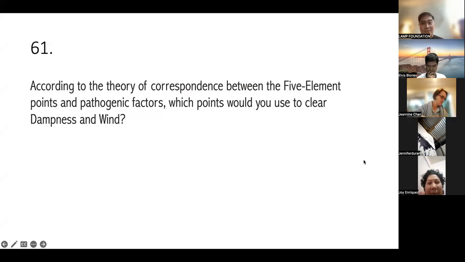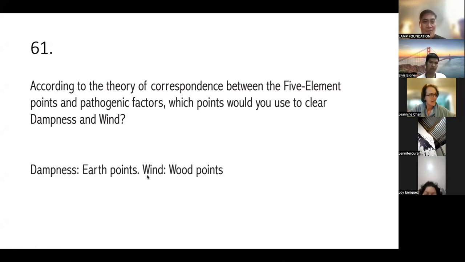Ma'am Janine could come to the rescue, I'm sure. Okay, tita, tulungan niyo ako. Wood point, Doc. Yes! Ang galing naman! So, bakit po wood point? That's my question now. Wood point. You use wood points.